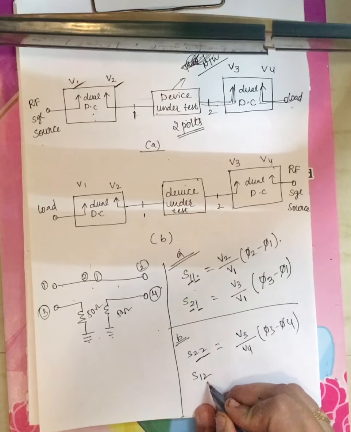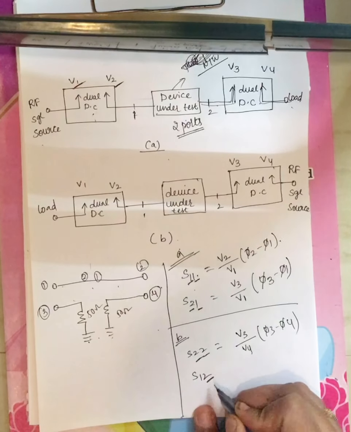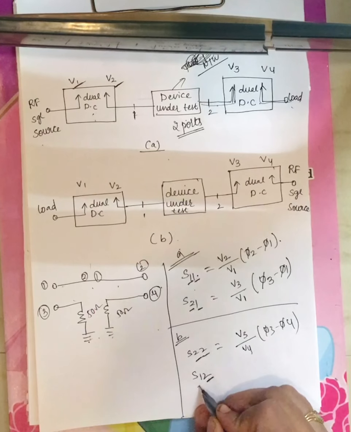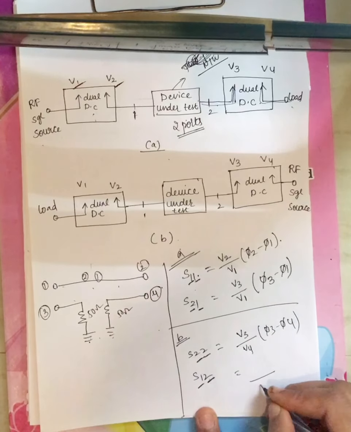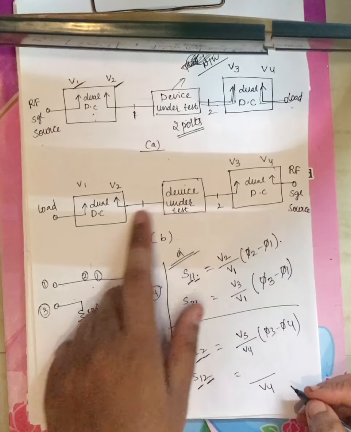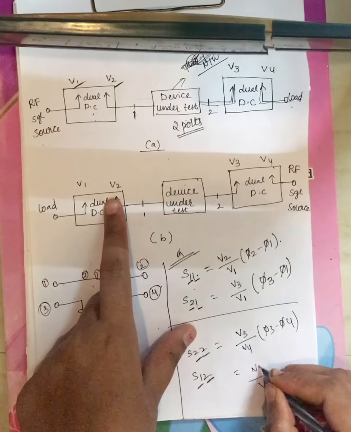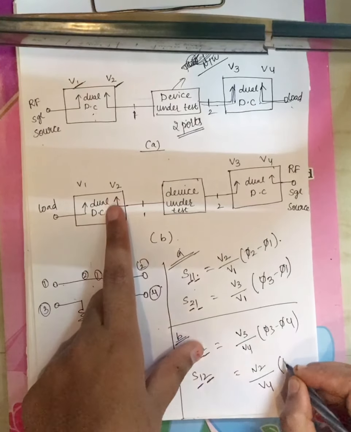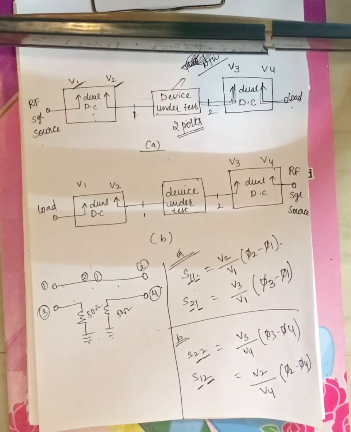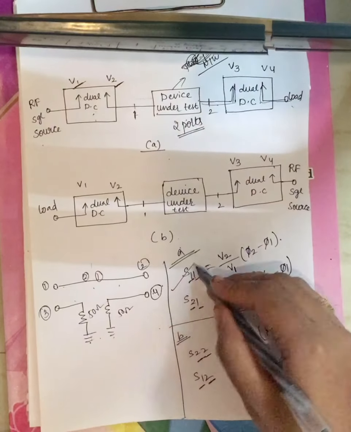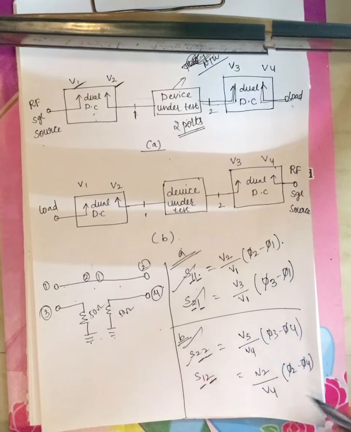Now what is S12? Input given through port 2 and output collected from port 1, right? Now what is the input that you are giving? V4. Now what is the output that is collected? V2 by V4, right? Now this is phi 2 minus phi 4, right? Now this is how to calculate the scattering parameters of a 2-port device. Similarly it is followed for a 3-port device, right?